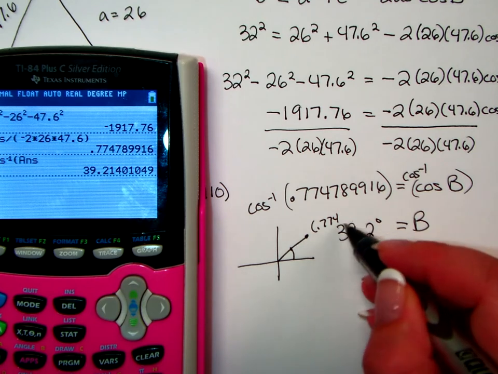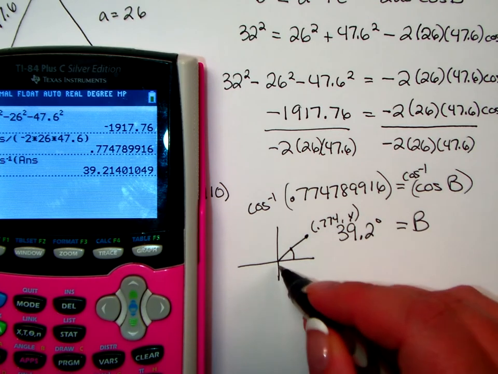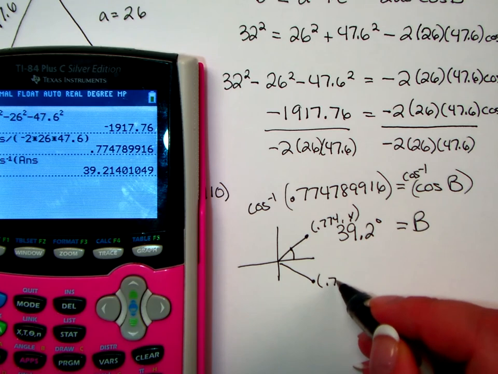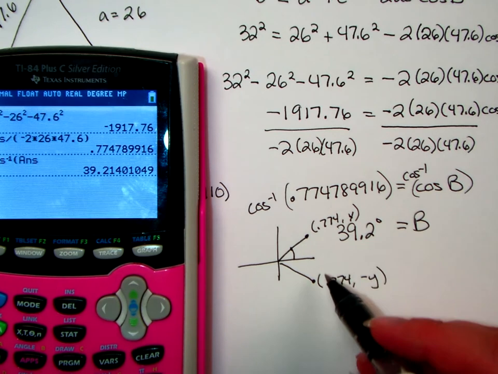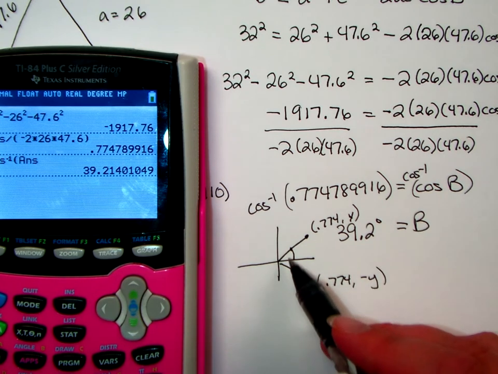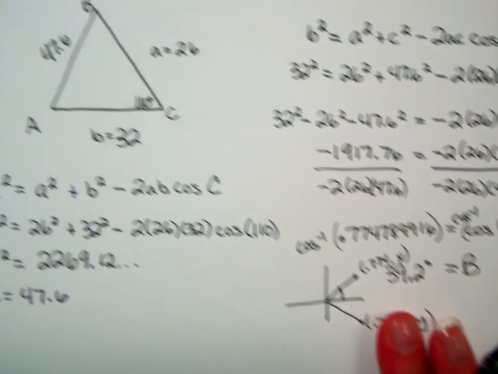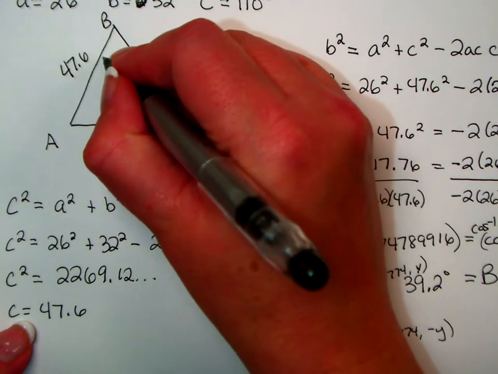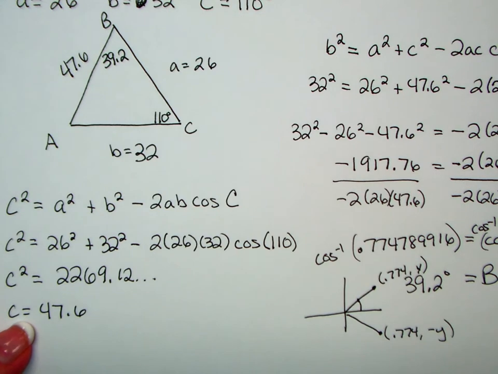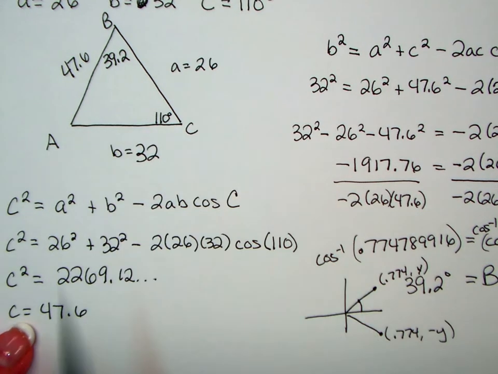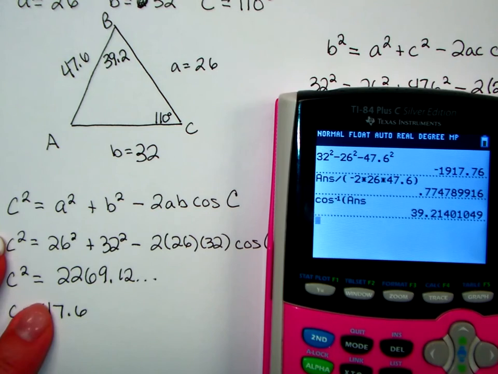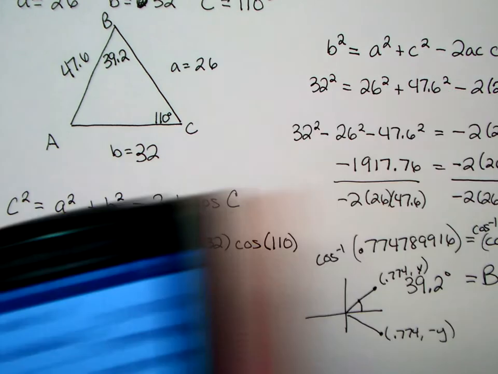The other solution where the x value is 0.774 is down here, right? And so that angle is way bigger than 180, right? So we aren't going to use a second solution even though there is one. 39.2 is the only B that's going to work in our triangle. So our 39.2, 110, so just subtracting from 180 will help me finish out solving this triangle. So 180 minus 39.2 minus 110 leaves me with 30.8.